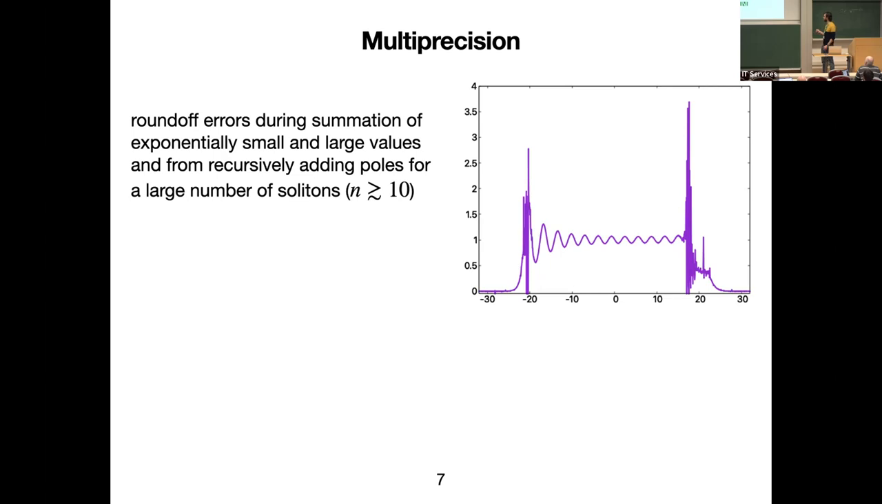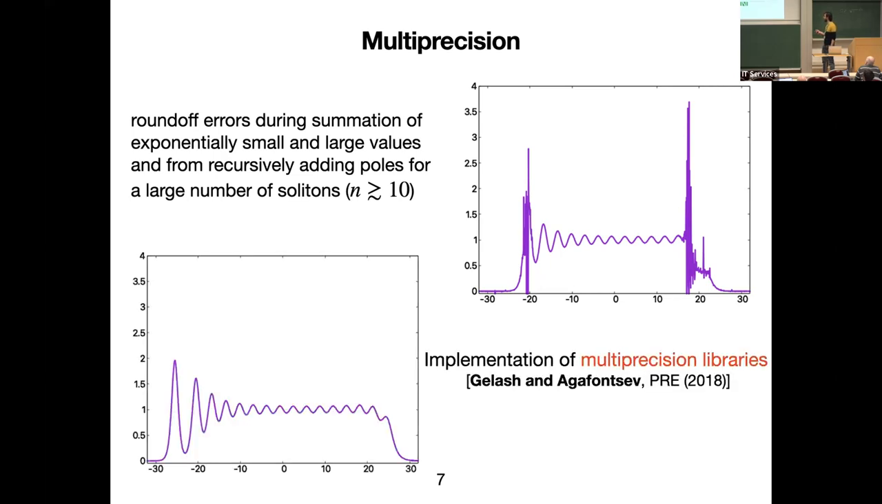To solve this problem, we follow the implementation of a multi-precision library introduced by Gelash and Afonsev in the work they did in 2018, where they write the algorithm to generate soliton solutions for the NLS, focusing NLS equation. And as we can see, by adding this multi-precision library, we can choose the accuracy of our numbers. We go well beyond double precision, and we can recover an actually physical object. And as an observation, we see that essentially we need a number of digits of precision that is about 1.5 times the number of solitons that we have in the system.